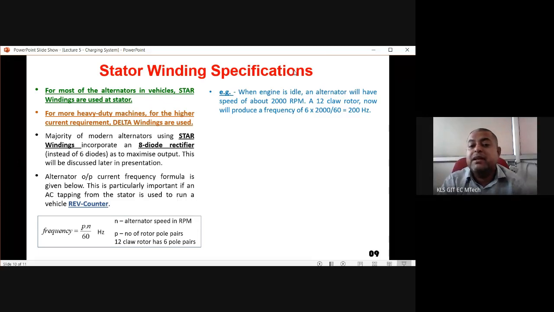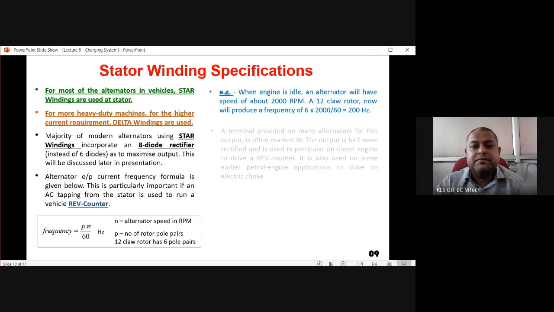There are 12 poles, meaning 6 pairs, multiplied by N, the alternator speed, 2000. So 6 into 2000 divided by 60. At that time, whatever three phase electricity is produced will have a frequency of 200 hertz. So I can ask you a numerical on this. I'll give you the speed of the alternator and the number of rotor poles, and you just have to divide by 2. If there are 16 poles, you have to take P as 8. So 8 into 2000 divided by 60, or 6 into 2000 divided by 60, will be the output frequency in hertz.